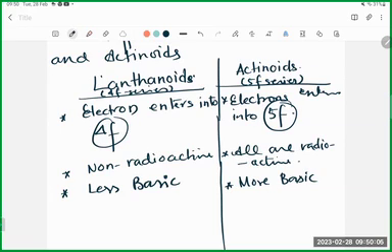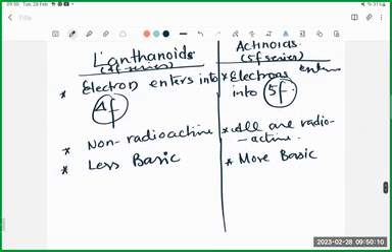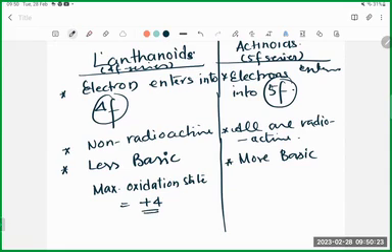A single word will be remembered for a longer time. Here, I am talking about the maximum oxidation state, not the common oxidation state. The maximum oxidation state shown by the element over here is +4, but here it is shown as +7. You have seen, right? So here it is +7.